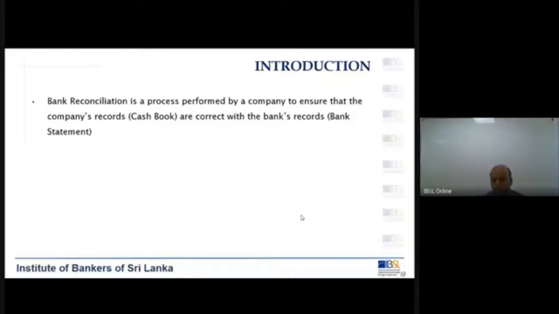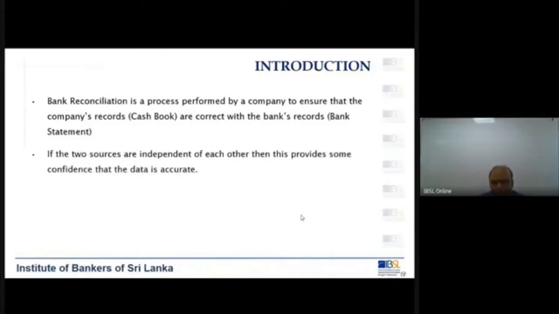But in good old days, people were doing it once a month. Why? Once a month only the bank statement comes. So when the bank statement is received, people do reconciliations with their cash book records. So what is the objective? To ensure that the company records which are maintained in the cash book are correct with the bank's records.